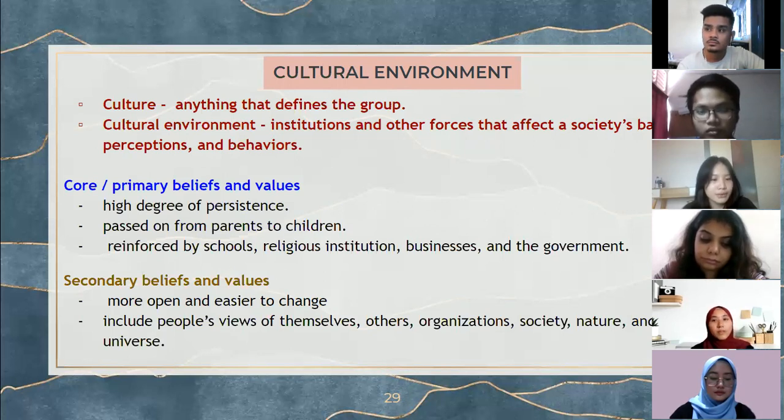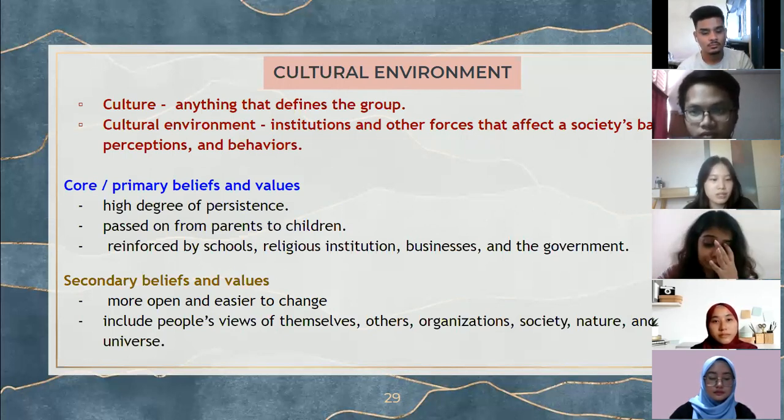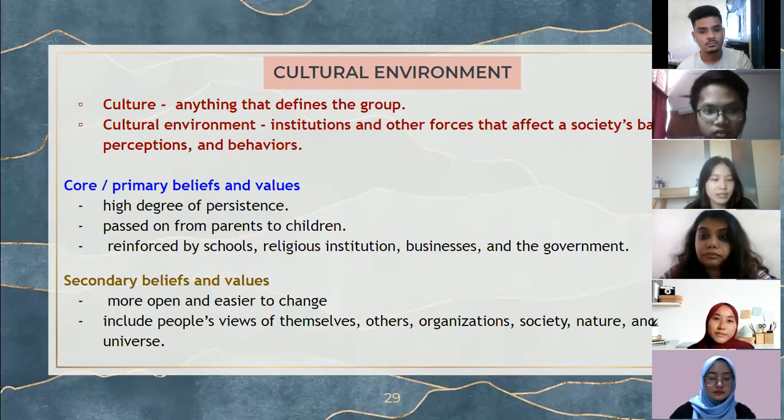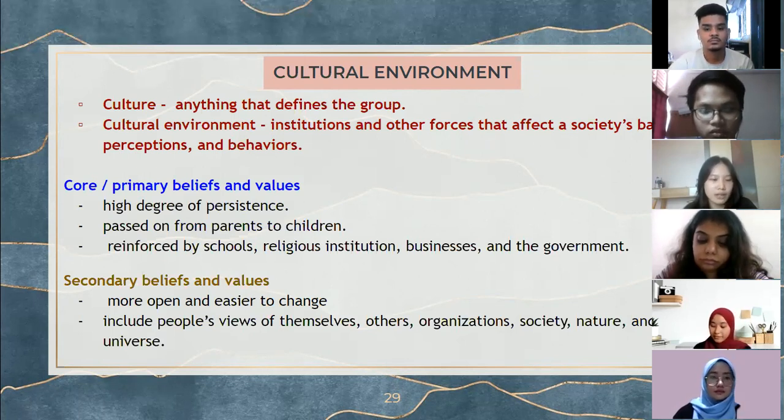The second is secondary beliefs and values. It is more often and more easily changed compared to primary beliefs and values. It includes people's views of themselves, others, organizations, society, nature, and the universe. For example, believing in marriage is a core belief, while believing that people should get married early in life is a secondary belief. Hence, marketers have some chance of changing secondary values, but little chance, and it is hard, to change core values. Therefore, marketers should consider the cultural environment among their targeted customers while making the marketing plan.